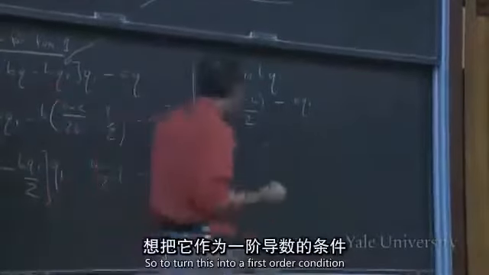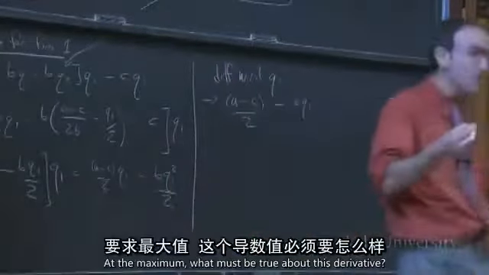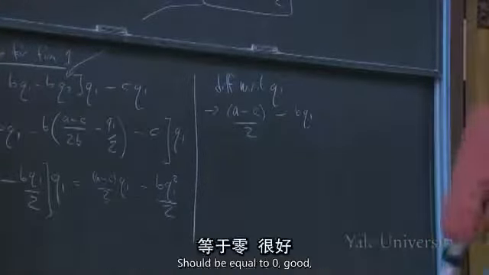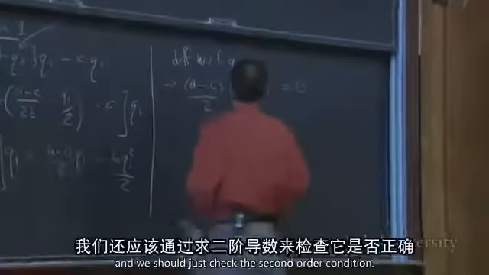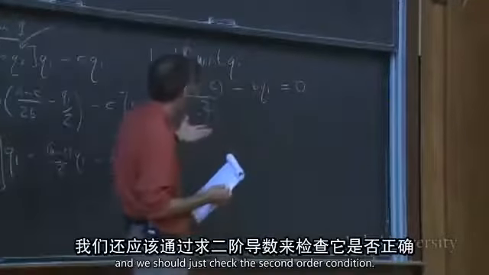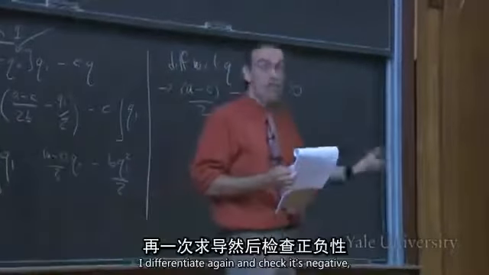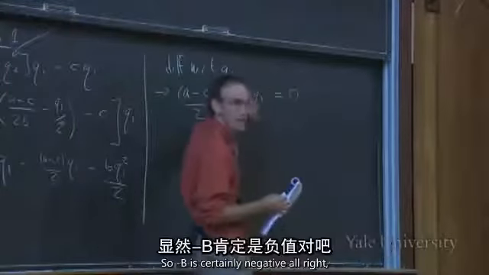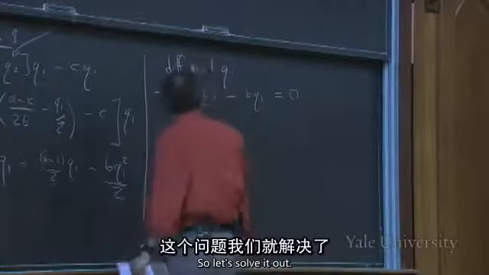All right, so to turn this into a first order condition, what must be true about this derivative at the maximum? Set it equal to 0, good. And we should just check the second order condition. How do I check it? I differentiate again and check it's negative, but if I differentiate again, I'm just going to get minus B. So minus B is certainly negative, so the second order condition's OK. So let's solve it out.